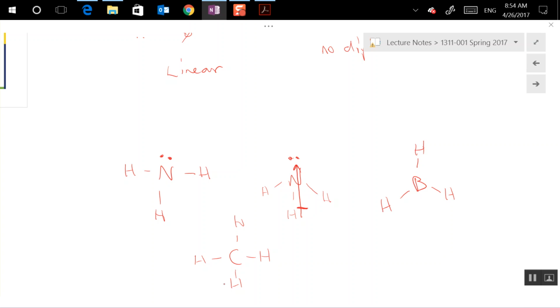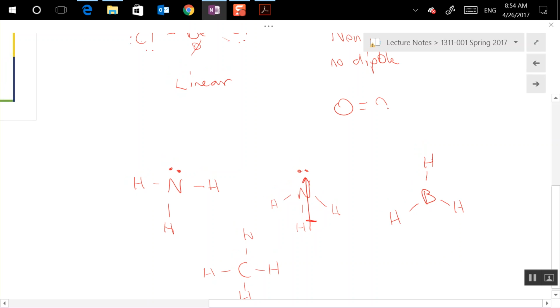Okay? But things like oxygen, nobody can win here, right? So this is a nonpolar molecule. Anytime you have a diatomic molecule like H2, N2, O2, F2, it's always nonpolar because there's no dipole moment. Nobody can win the electron pull. Okay? Nobody wins.